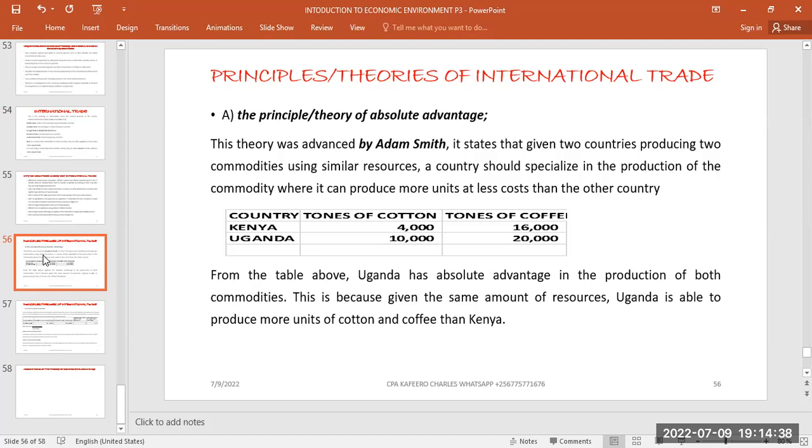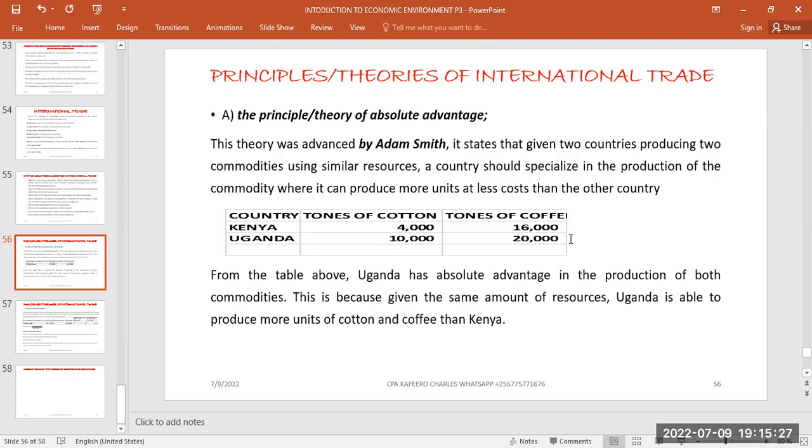Then they are saying, if it is so, then we expect that a country should specialize in production of that commodity where it can produce more units than the other at a lesser cost. If you look at an example here, we have Kenya and Uganda. We have tons of cotton and tons of coffee produced by the different countries. Kenya is producing 4,000 tons of cotton and 16,000 tons of coffee. Then Uganda produces 10,000 tons of cotton and 20,000 tons of coffee.